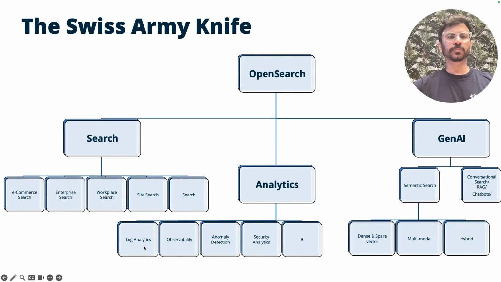And then we move to analytics. And once again, analytics could be log analytics or observability, application performance monitoring, or anomaly detection on your time series data, or security analytics or SIEM solution, security information and event management, and BI solutions, which is basically business intelligence. And lastly, we have the Gen AI use cases, which is semantic search via dense or sparse vectors, or multimodal search, the ability to search on multimodalities such as image, audio, video, etc. And the hybrid search, a means to combine different types of searches and normalize the heterogeneous scoring. And the different class of use cases with RAG, ability to build conversational searches via chatbots.